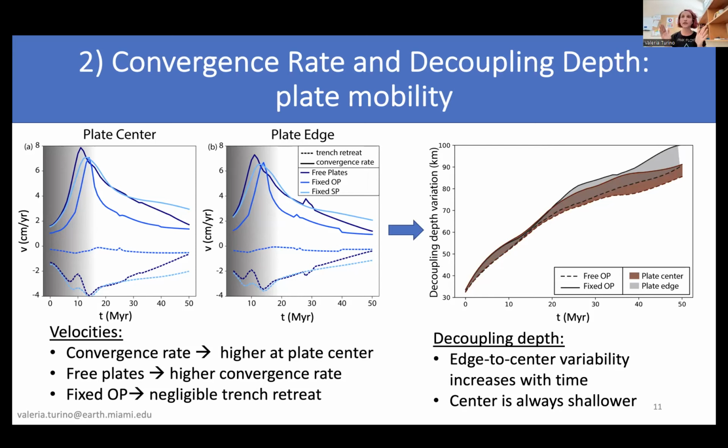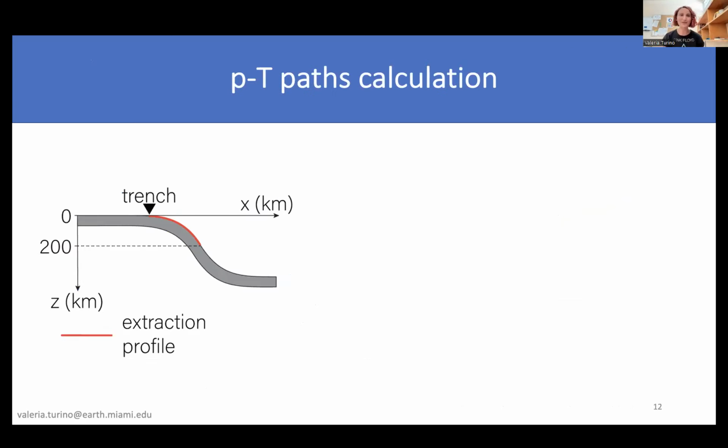So during the early stages of subduction, the coupling depth is almost constant along strike, while it becomes deeper during later stages of subduction. And at the center, it's always shallower than at the edge. So the coupling depth is always going to be closer to the surface at the center of the plate than at the edge of the plate. All right, so we have all of the ingredients that we need to talk about temperatures finally.